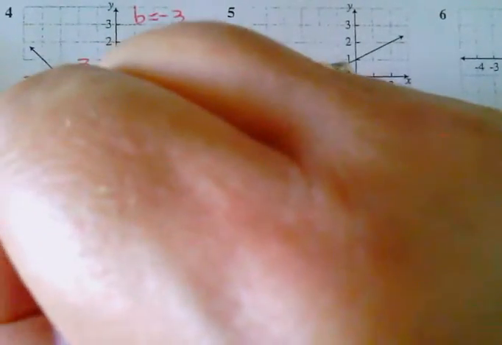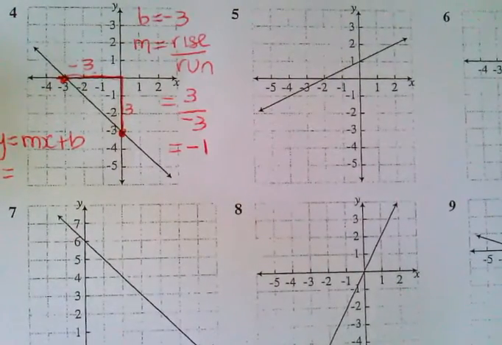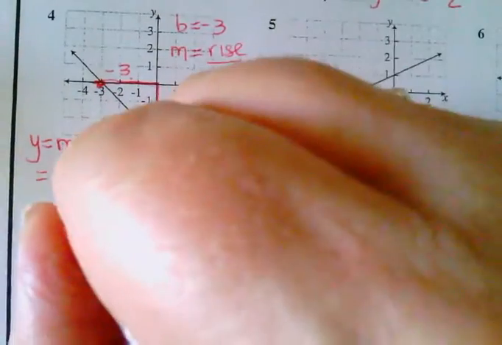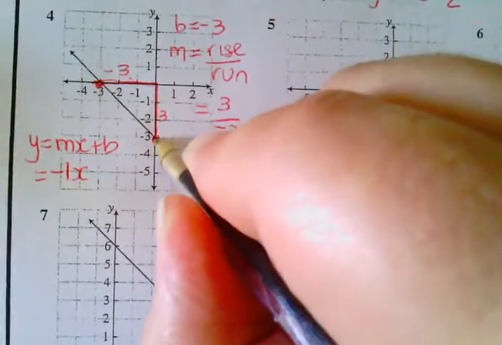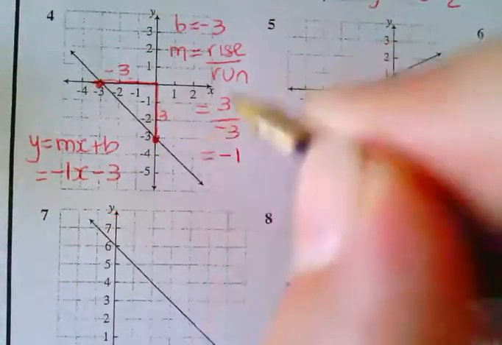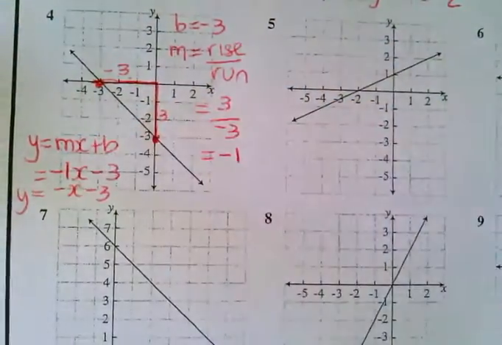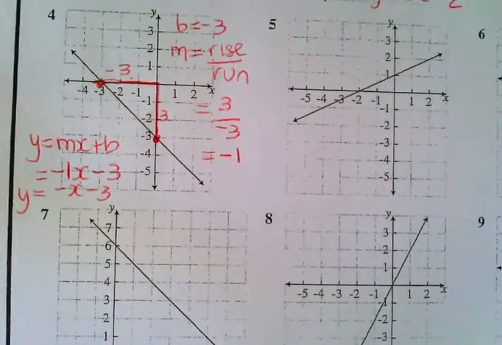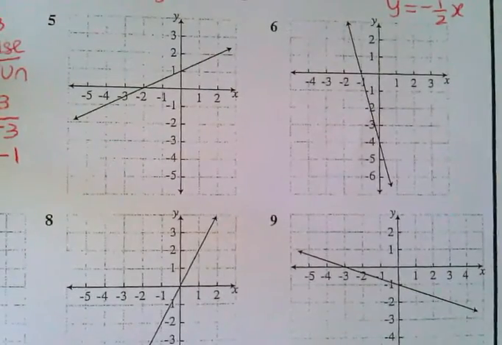So the equation of a line is y equals mx plus b. So the gradient is negative 1. So it's y equals negative 1x, or negative x. And the y-intercept here is negative 3. So it's negative 1x minus 3, or you can just write negative x minus 3. So that equation is y equals negative x minus 3. 5 and 6, and then you can do 7 to 12 later.